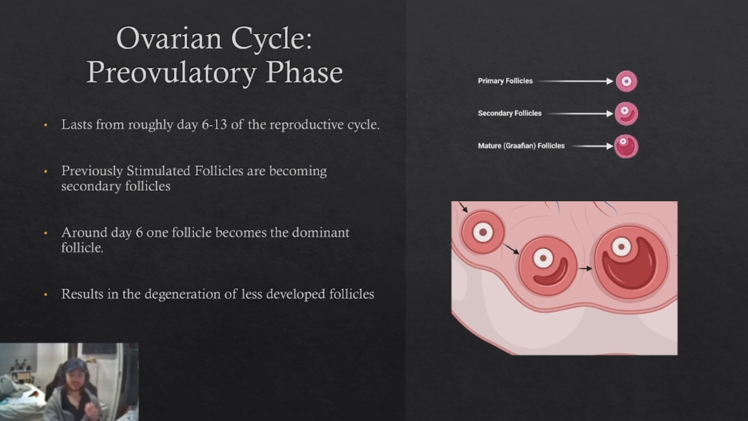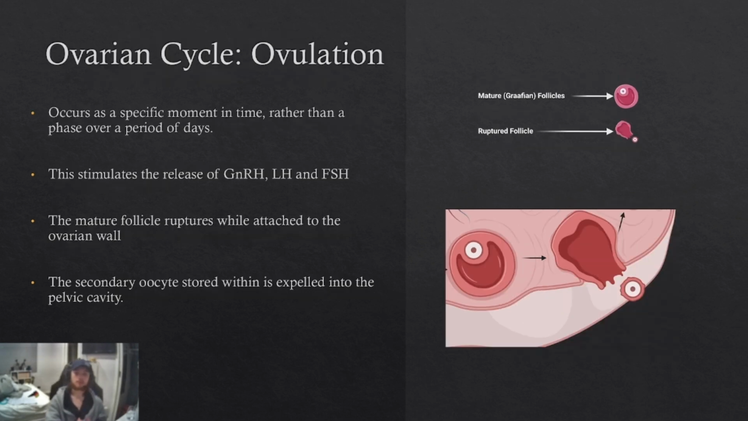The dominant follicle is then able to secrete larger amounts of estrogen and inhibin, both of which are hormones that inhibit the production of follicle stimulating hormone, resulting in the degeneration of the less developed follicles. As this occurs, the dominant follicle continues to develop, eventually becoming a mature Graafian follicle that can attach to the ovarian wall. Ovulation, unlike the other phases, occurs more as a specific moment in time rather than a process over several days, usually occurring on day 14 of a 28-day cycle.